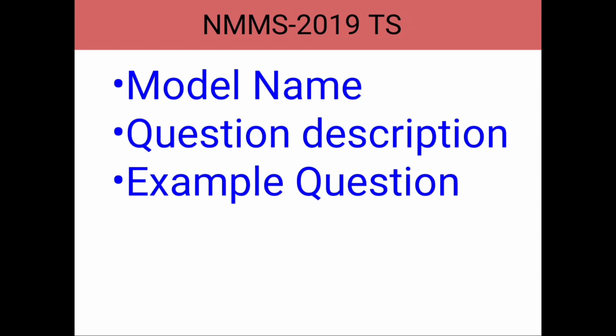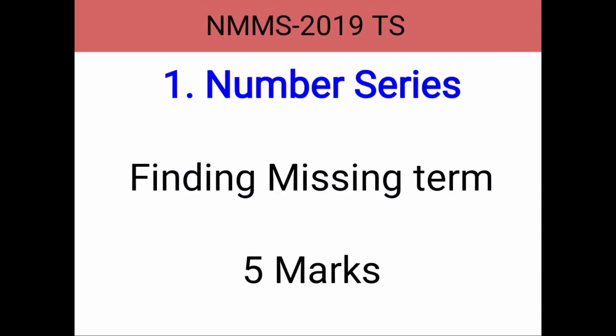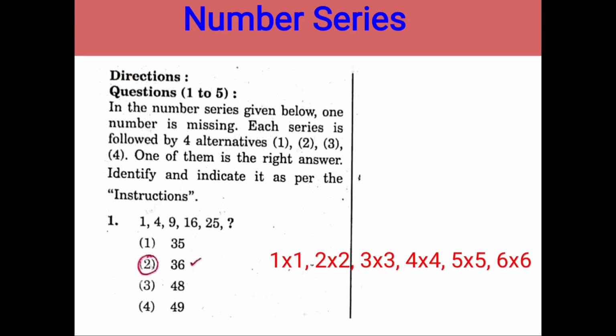Let us start. The first model is number series. Finding missing term carries you 5 marks. In this number series, we have to find the missing number at the end or at the middle of the question. In this example, 1, 4, 9, 16, 25 are in a series. We can understand that this series is based on squares: 1 square, 2 square, 3 square, 4 square, 5 square, and the next term is 6 square. So the answer is 36.